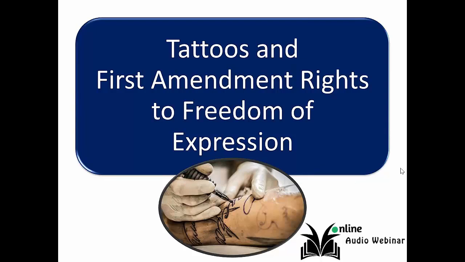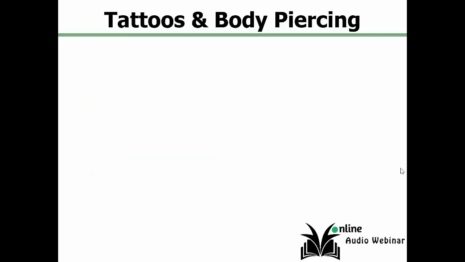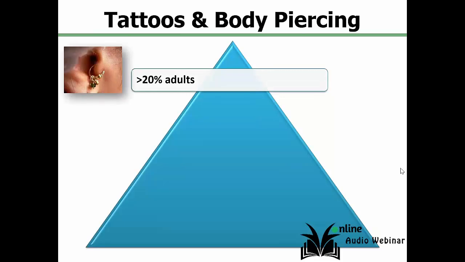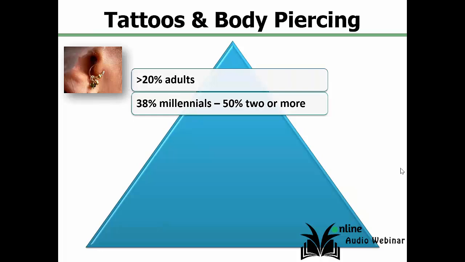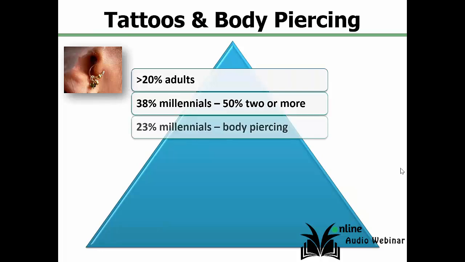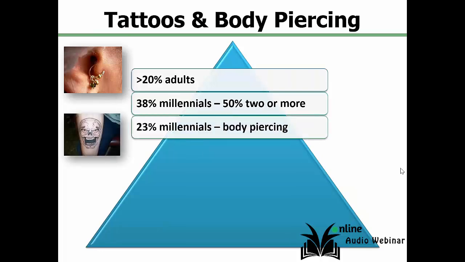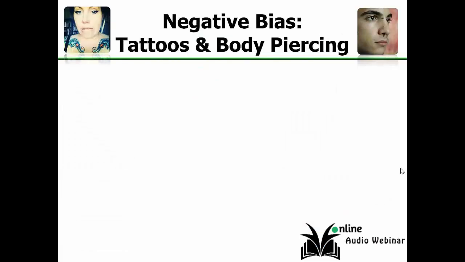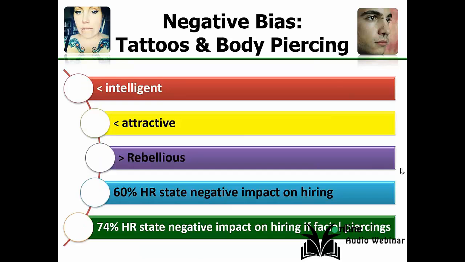The workplace has a constitutional right to ban tattoos as long as you are not discriminating. There are no legal rights for your employees to show tattoos. What about tattoos and body piercing? One study showed that 20% of adults have tattoos, 38% of millennials have tattoos, and 23% of millennials have body piercing. Whether or not they're offensive, what other stereotypes do we have? The courts usually rule in favor of the employer.